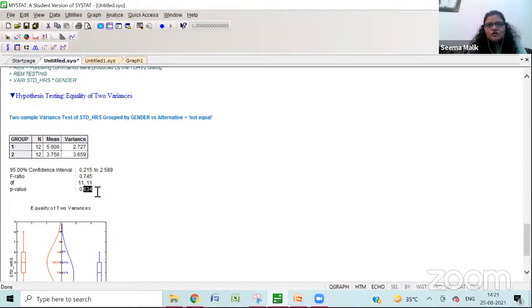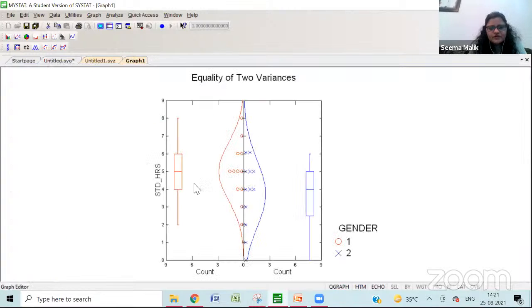And I have already told you about the p-value decision rule. If p-value low, let the hypothesis go. And here p-value is high, it means hypothesis accepted. And what was the hypothesis? There is no difference in the variances. It means variances are same. So this test supports that variances are same. And you can also make out this interpretation from here.